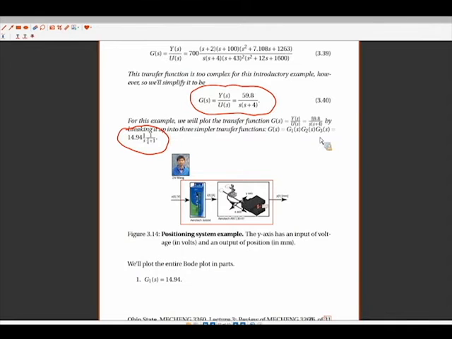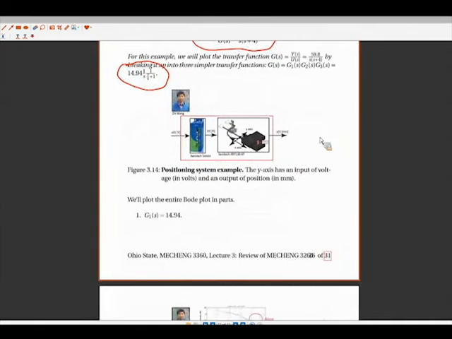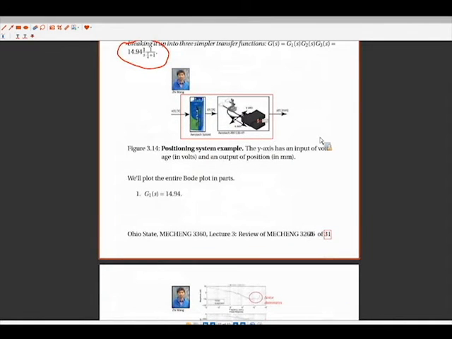Okay. All right, so the first term is 14.94. This is just a gain. So G1 is 14.94. The magnitude of G1 is pretty simple. That's just equal to 14.94. If I want to know the magnitude in decibels, I have to do the transformation, and that is 23.5 decibels.